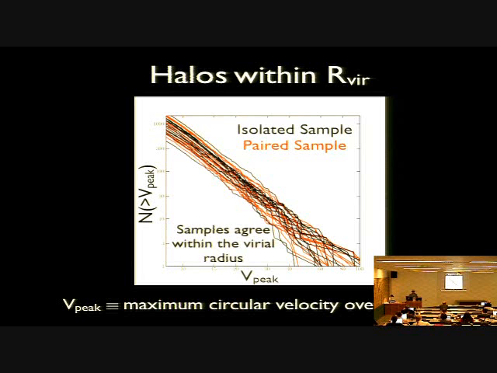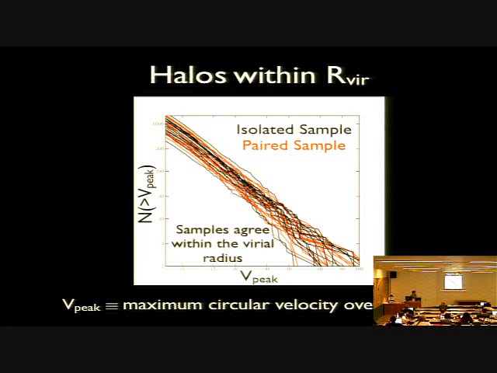Another way that we might expect isolated and paired halos to differ is in the number of subhalos and, generally, halos nearby. So I'm going to plot counts here as a function of v peak, which we define as the maximum circular velocity that a halo has over its main branch throughout its entire history. And as you can see, the two samples really agree very well within the virial radius.